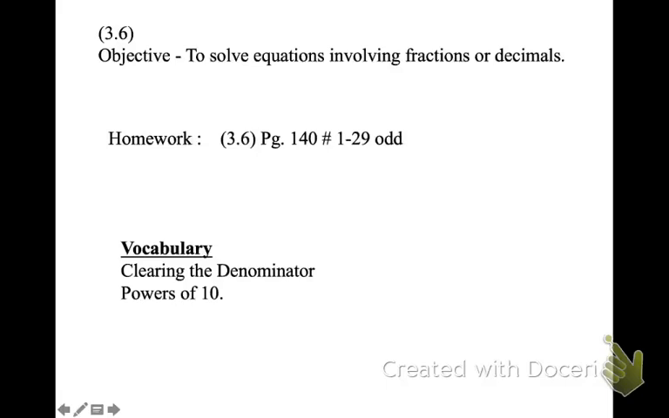Hi guys, today we are covering section 3.6, a very important lesson. We are learning how to solve equations with fractions and decimals by clearing the denominator, by clearing the fraction, or clearing the decimal.